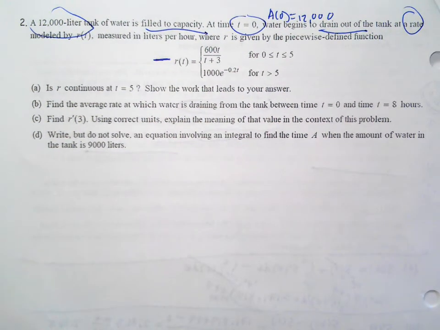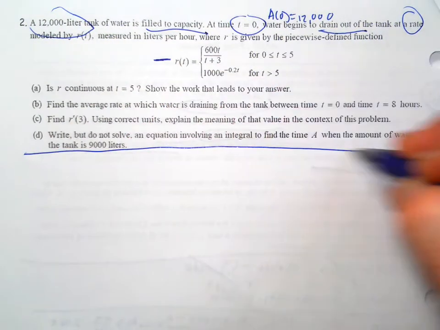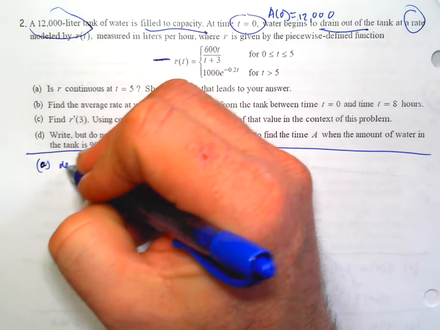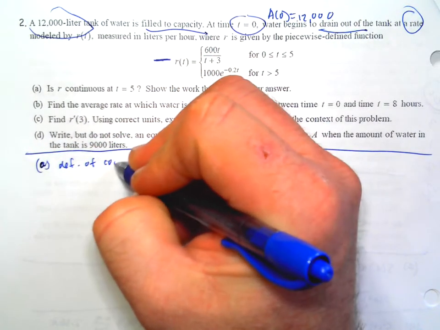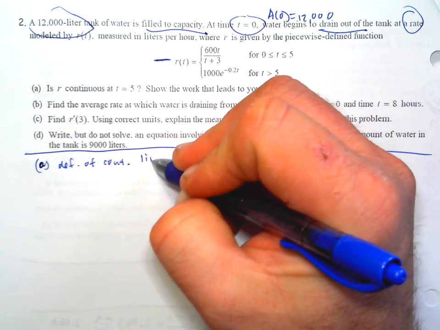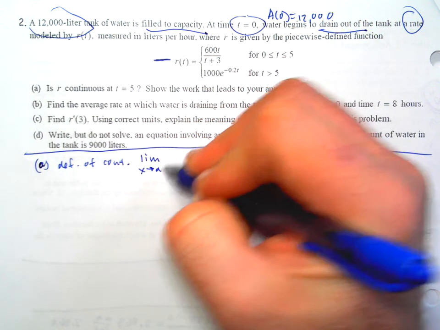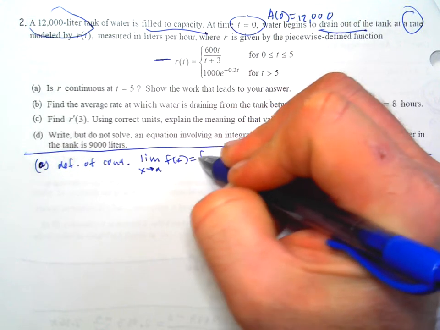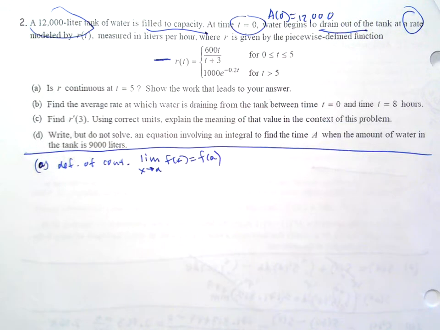Is R continuous at t equals 5? Show the work that leads to your answer. Now, if they're asking you if something's continuous, then you probably need to use the definition of continuity on a free response question. So the definition of continuity, I'll just write down what it is we're trying to prove. You're probably going to want to write it all out. I'm just going to write this as a little note to ourselves, is the limit as x approaches a of a function equals the function at a, so that there's no hole, it's connected, there's no jump.